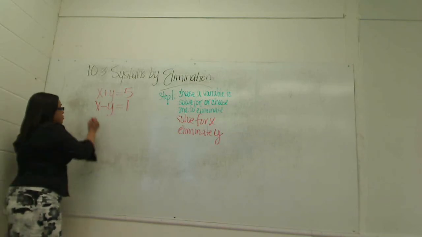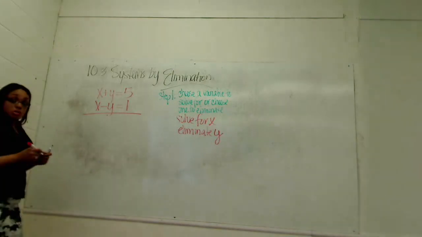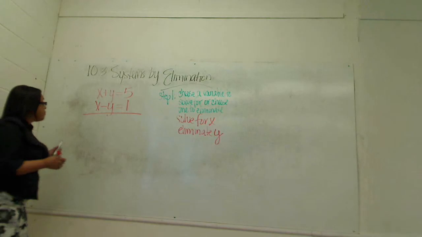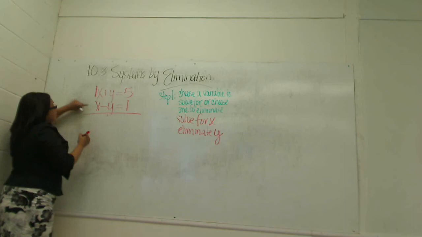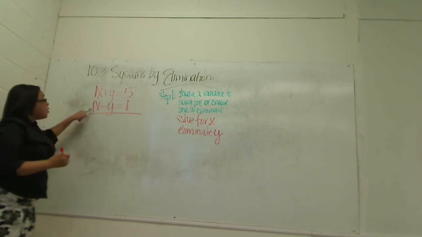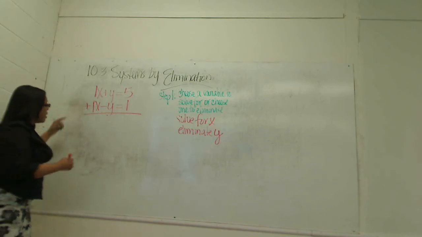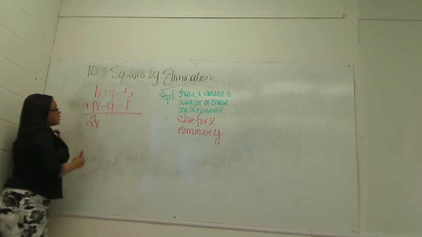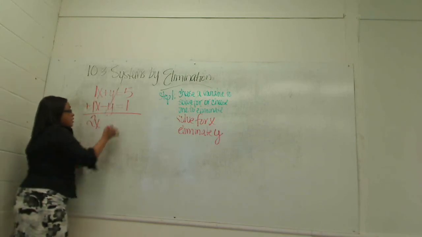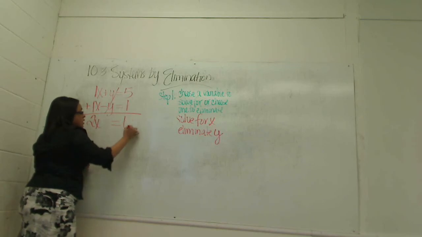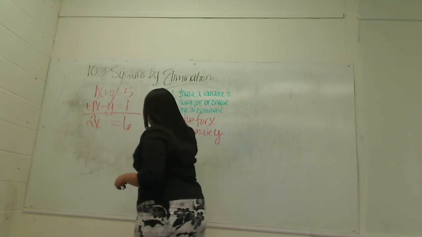What you do, you add these equations together. Now, there's an understood one here, just like there's an understood one here. This one is understood to be positive. 1x plus 1x is 2x. y minus y cancels out to nothing. 5 plus 1 is 6. What I just did here was step 2.